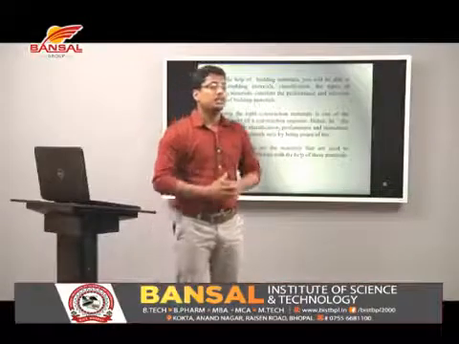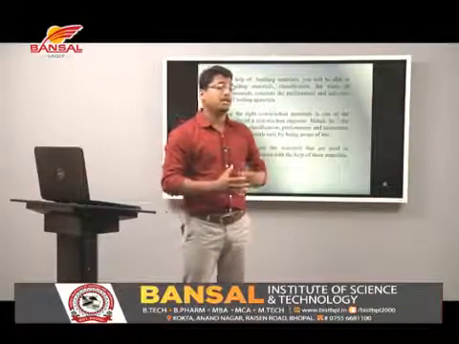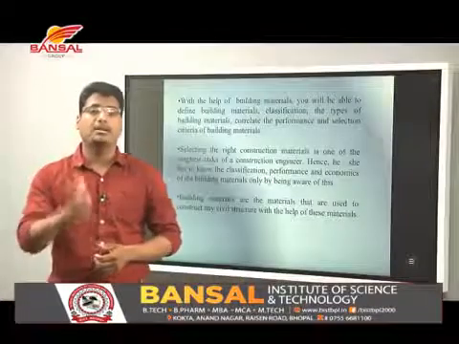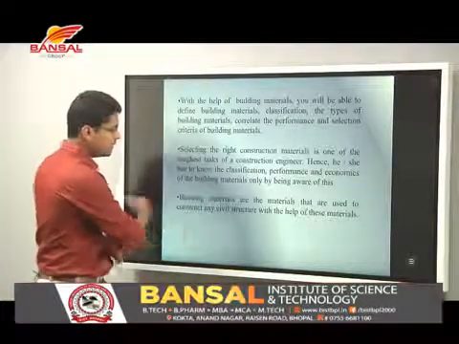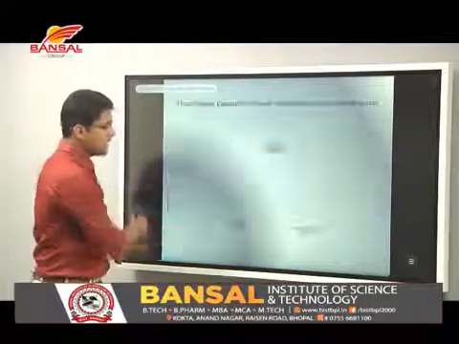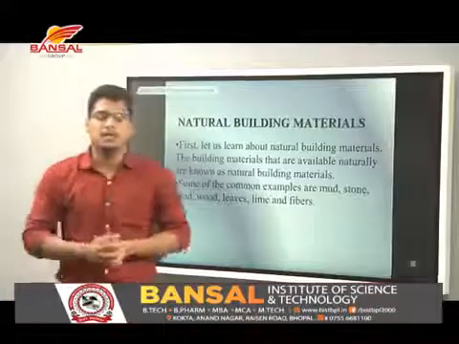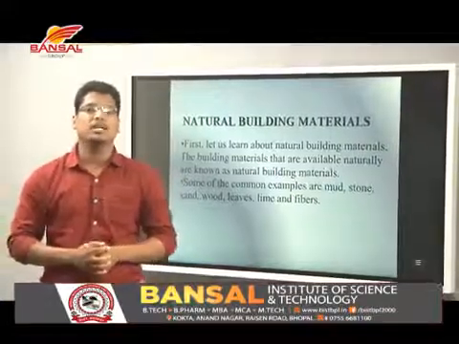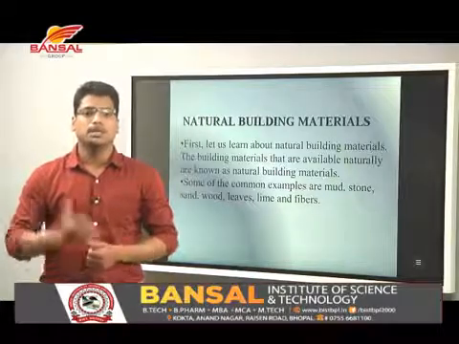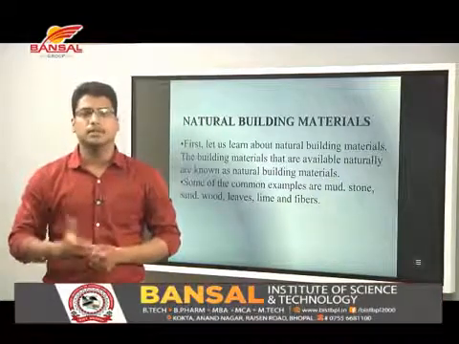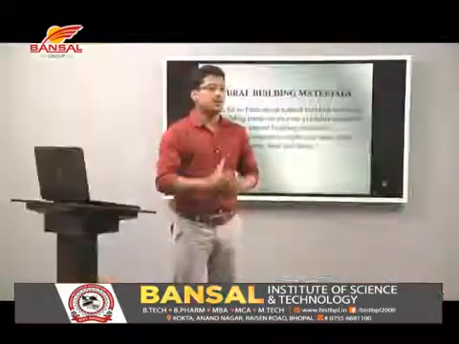Now, let's learn something new about the building material by classifying the building materials. Building material is broadly classified into two types. The first one is natural building material and the second one is artificial building material. Natural building materials are the materials which are available naturally. Some of the common examples are mud, stones, sand, wood, leaves, fibers, etc.